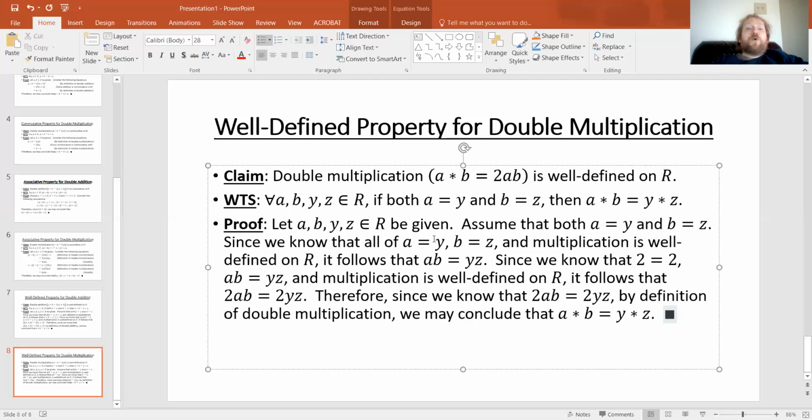Notice again, when we do well-defined proofs, we start out with two pairs of elements being equal. And the goal is, by doing the same thing to both sides of the equation, combining equals with equals, we build up the equation that we want, A star B equals Y star Z, and we do it by either adding, subtracting, multiplying, or dividing equals from equals. In other words, this operation, double multiplication, inherits it being well defined from the fact that ordinary multiplication is well defined on R. Okay, we will look at closure next.